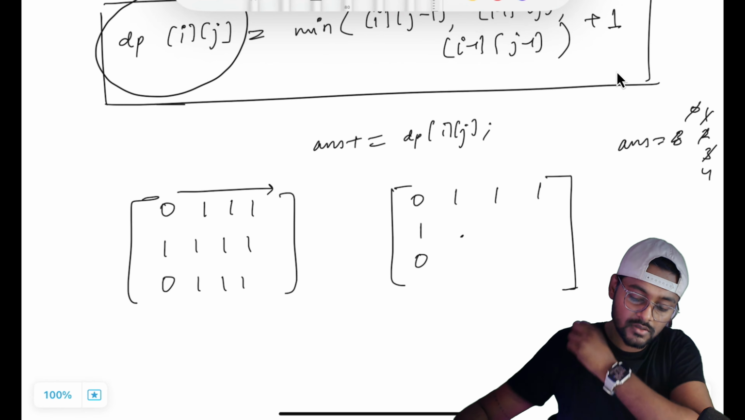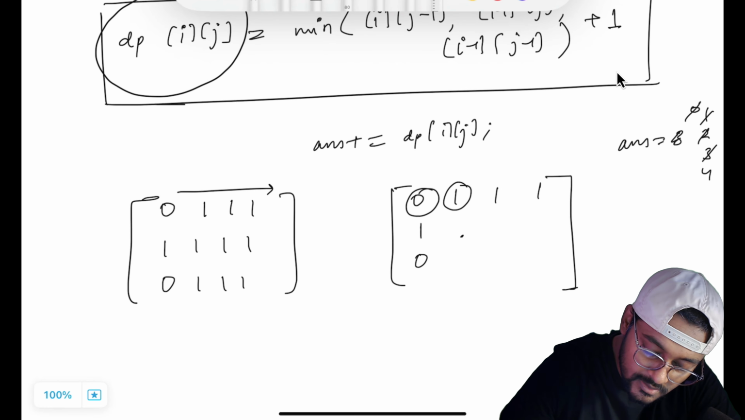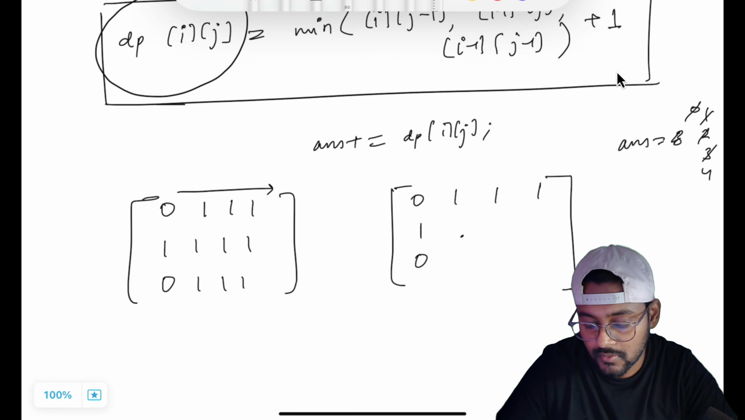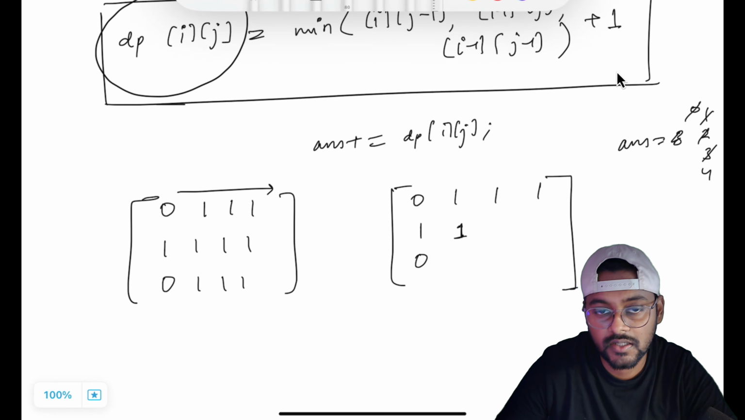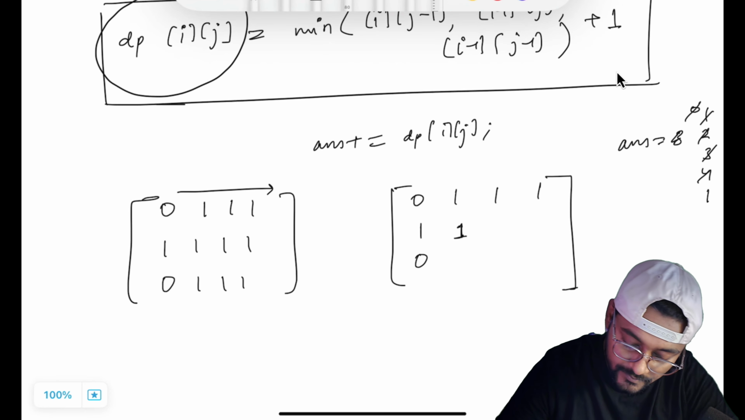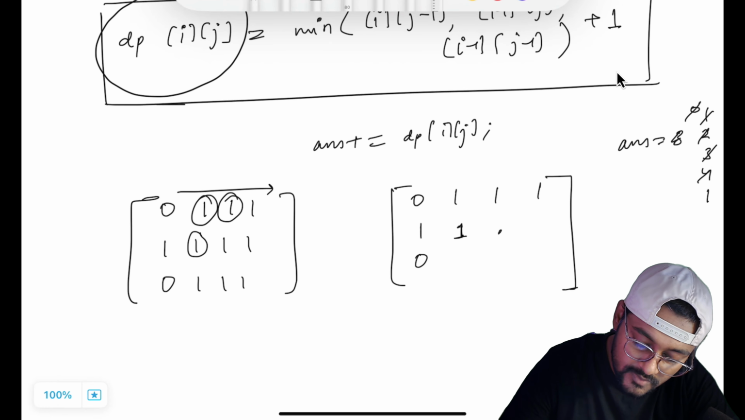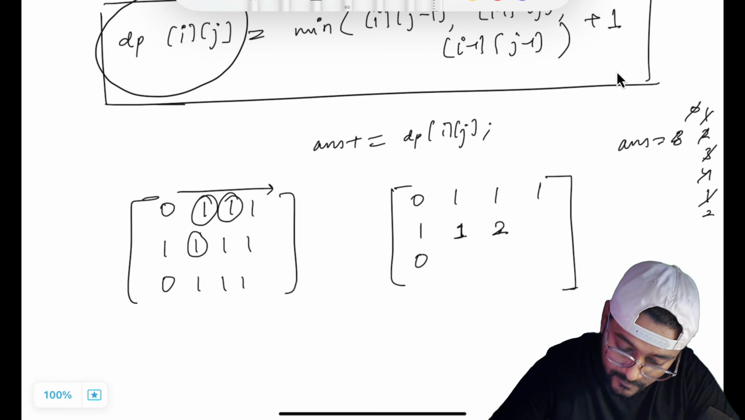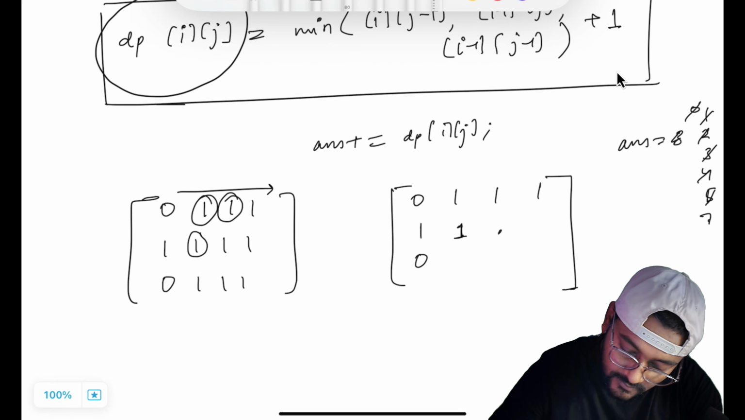At this position, minimum of this, that is 0 plus 1. So 1 is the maximum size square I can use at this position. That is also added to the answer. Now at this position, 1, 1, 1. Minimum is 1 plus 1, that is 2. So 2 is added to the answer. So 4 and then 5, then 7.